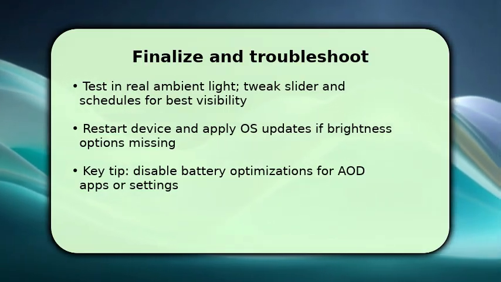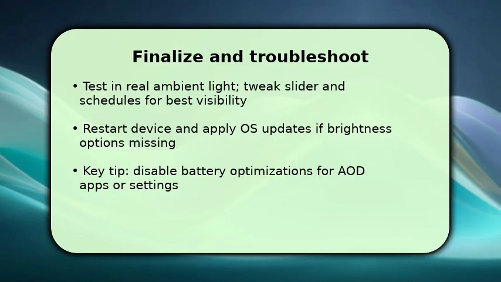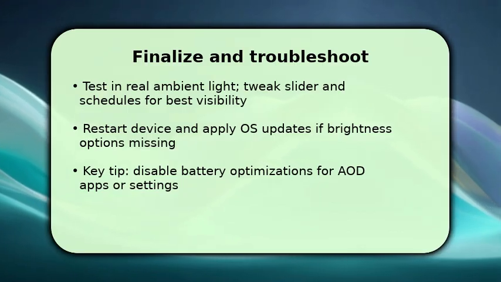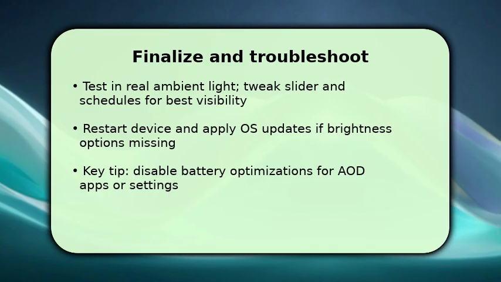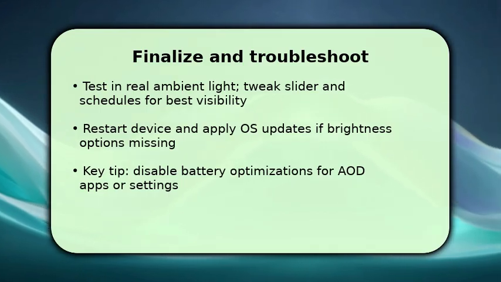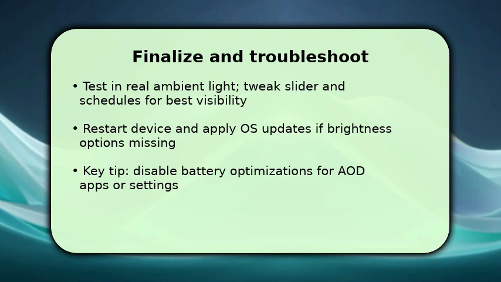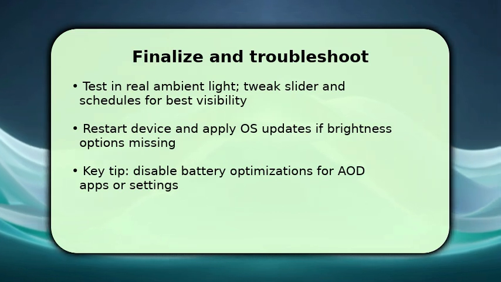If it continues to underperform, disable battery optimization for the AOD system app or any third-party app controlling it. This one step often restores normal brightness and prevents the system from throttling the display.